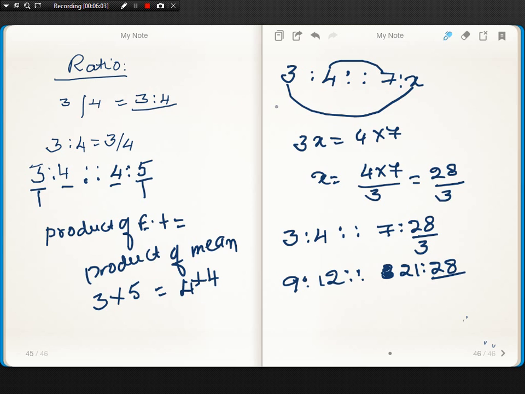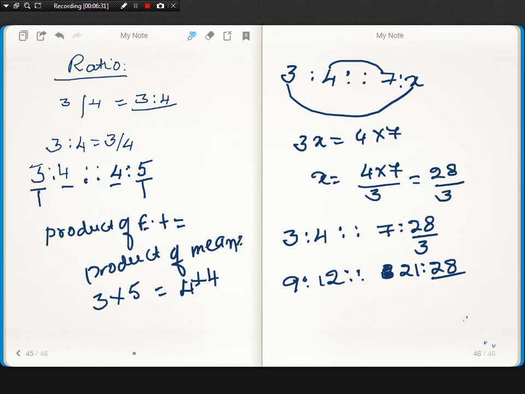3 is to 4 can be written as 3 by 4. Proportion means what? When you compare or equate two ratios, that is called a proportion. In a proportion, we can find the extreme terms and mean terms. 3 and 5 are the extreme terms, 4 and 4 are the mean terms. And we have the simple formula: product of extremes is equal to product of the means.